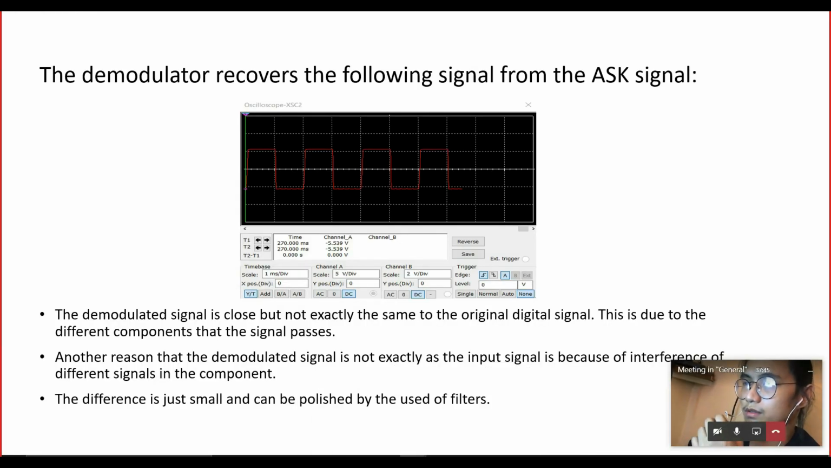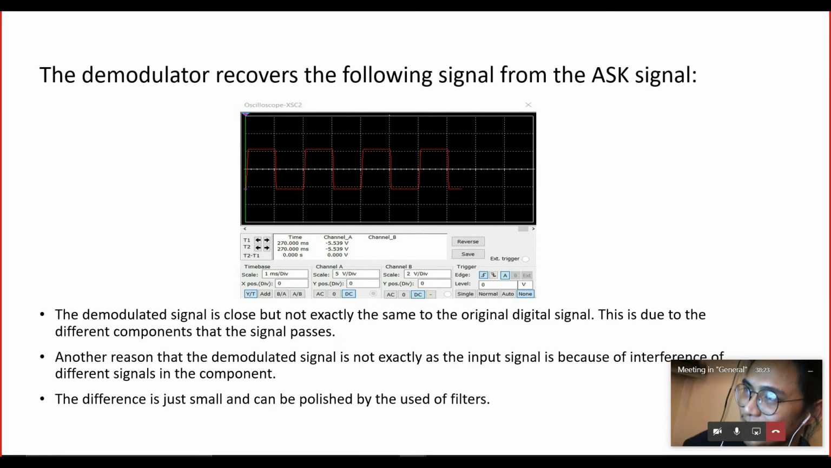So one reason that the demodulated signal isn't exactly the same as the original signal is because the ASK input passes through different components of the demodulator circuit. For example, the diode, the envelope detector, and the operational amplifier. Another reason is interference of different signals in the components.